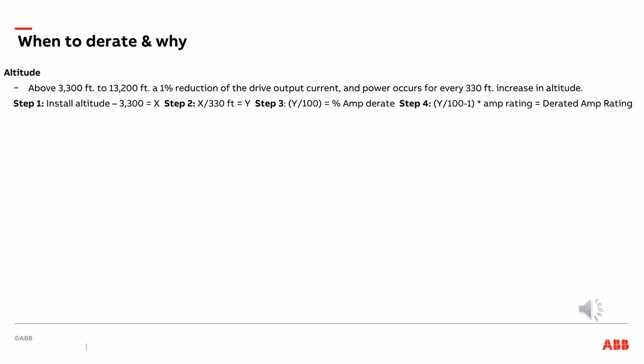At high altitudes, the drive has lower cooling efficiency due to thinner air density passing over the heatsink. Drives are rated for 3,300 feet, or 1,000 meters, above sea level with no derate required. Above 3,300 feet up to 13,200 feet, a 1% reduction of the drive output current and the output power occurs for every 330 feet increase in altitude. The impact on spacing is that at high altitudes, the air density decreases, allowing electrical arcing to occur more easily.